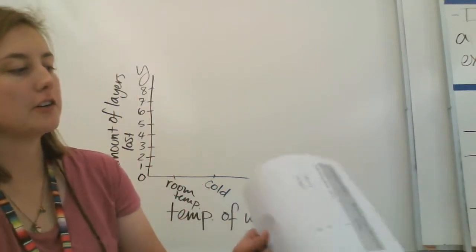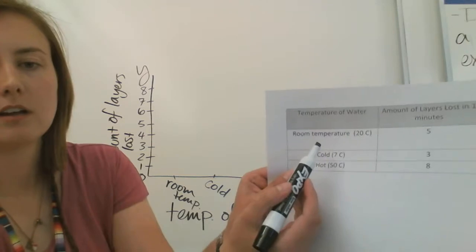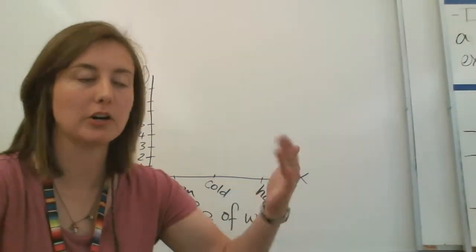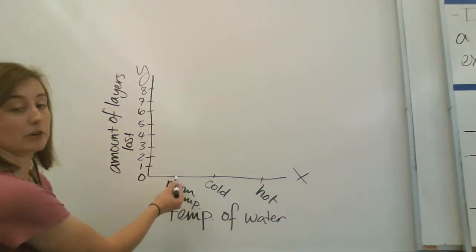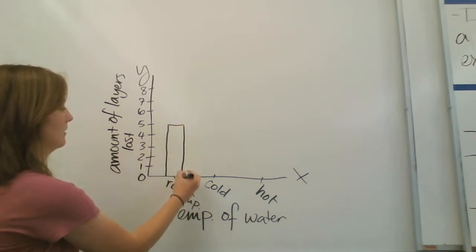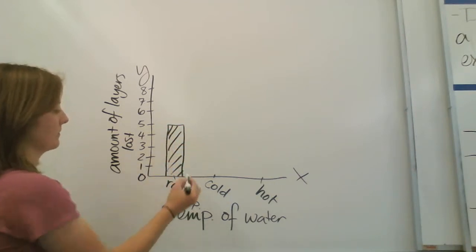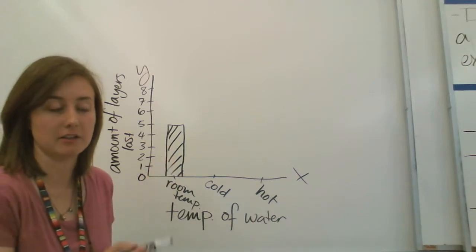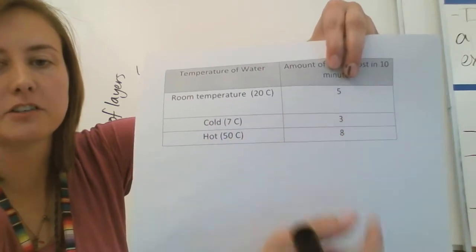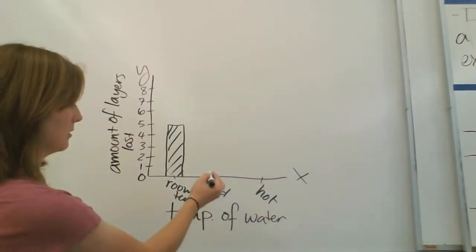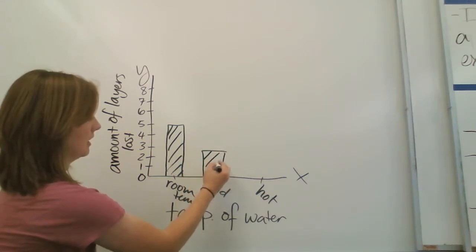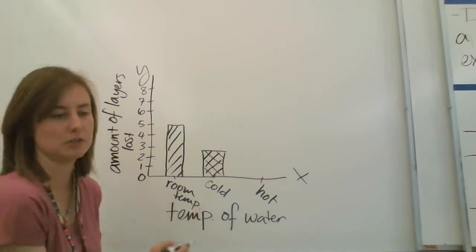Now, the first bar, my room temperature one, lost 5 layers in 10 minutes. So I'm going to have my bar go up to 5. I'm going to start where I marked room temperature, and I'm going to draw a bar that goes up to 5. Shade that in a little bit so we can see how many layers it lost in the room temperature water, okay? In the cold water, you can see it lost 3 layers, hypothetically. So I'm going to draw my bar up to the 3 where I've labeled it cold, okay? And I'm going to do kind of a different pattern in there so we can tell those bars apart.